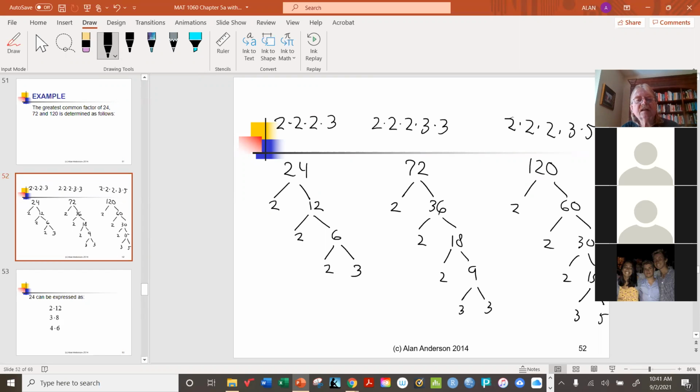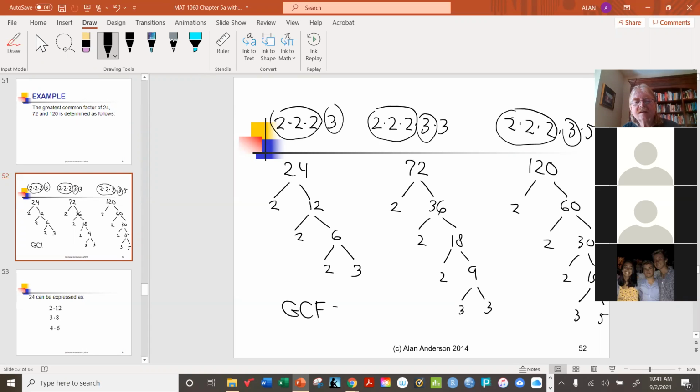So they all, wow, look at that. They all have 3 2s. And they all have a 3. So guess what? The greatest common factor is in fact 24. There's no reason why that can't happen. It is the largest number that evenly divides into 24, 72, and 120. So we have our winner here. Look at that.